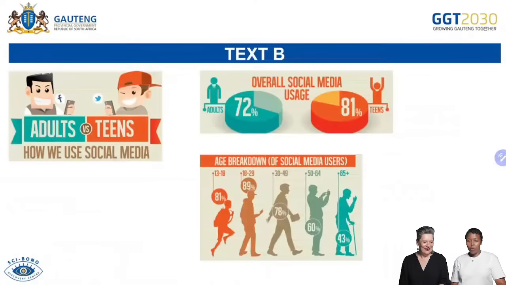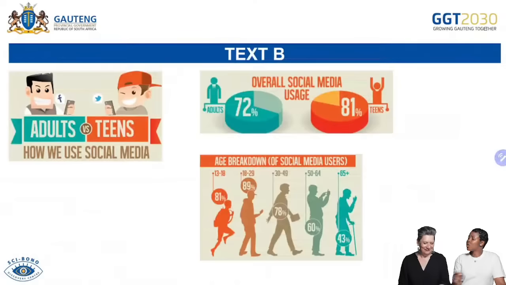Another example here, we have adults 72%, and then it says teens 81%. But what about them? What about these percentages? It says overall social media usage. So grade 12, you need to look at the visual with understanding what information is being communicated to you and what does it mean, because then the questions that are likely to come out of here would be who is likely to use social media the most, for example.